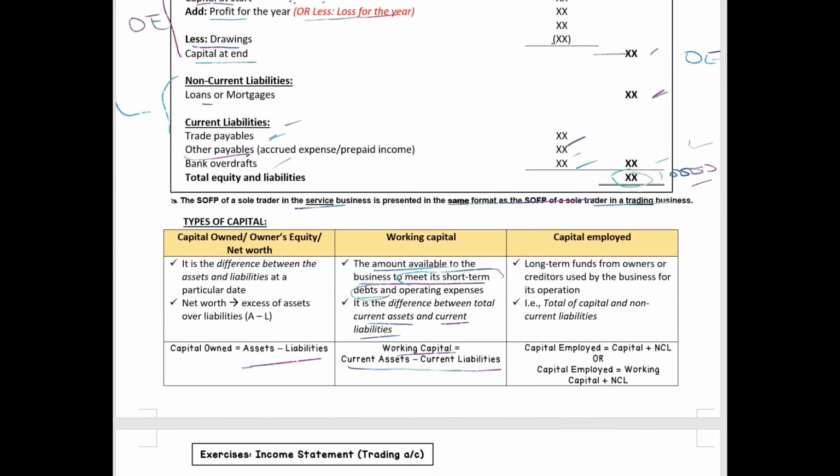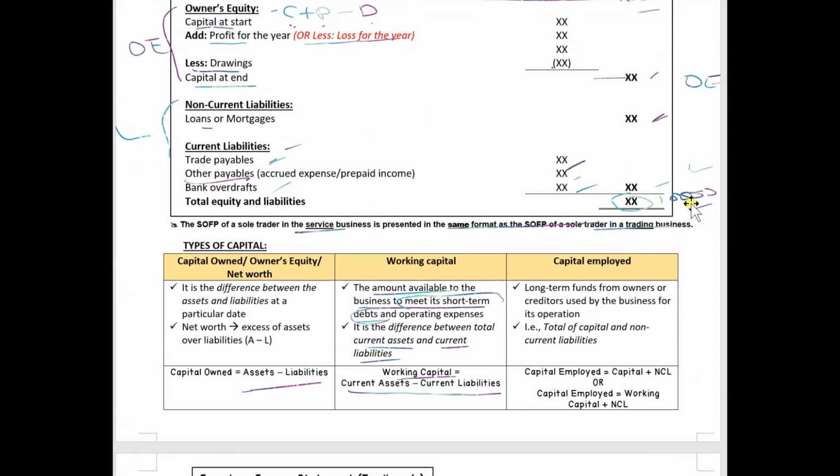And lastly, this one you just need to have a brief idea, that is enough. Capital employed refers to the long-term funds from the owner and the creditors. So it will be the capital plus the non-current liabilities. These are the long-term funds of the business. The capital plus the non-current liabilities is the capital employed. So those are the three different types of capital.